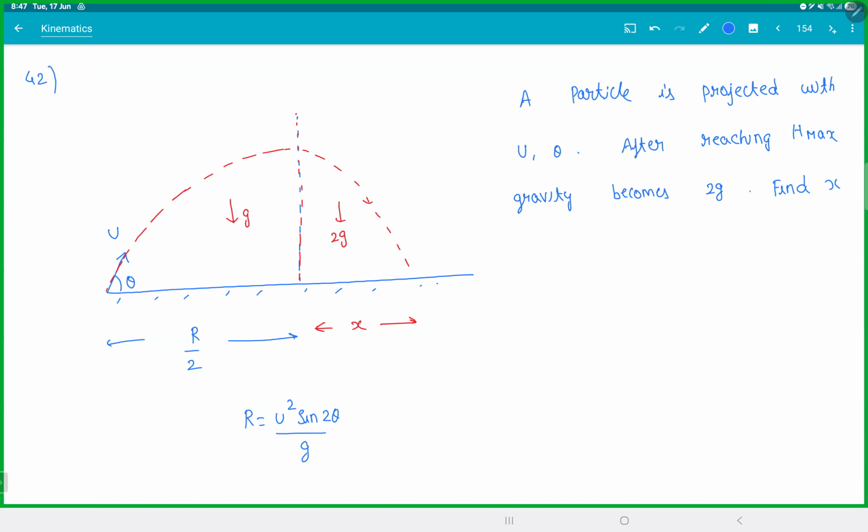Nee, Arya, wrong. Nee, Param, wrong. It's not r by 4. I know what you guys are doing. You just made g into 2g and you got half of it. It doesn't work like that. This range formula was derived under the assumption the whole gravity was g. Try.